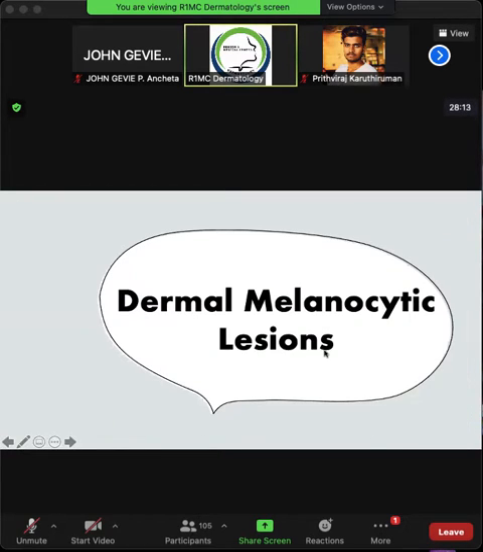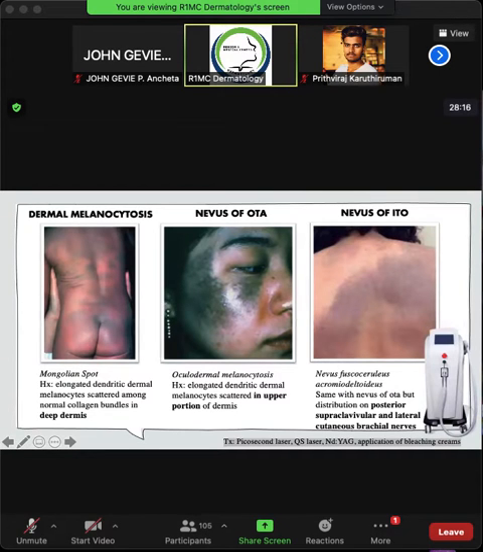So we proceed to your dermal melanocytic lesions. So we have your dermal melanocytosis, known as your Mongolian spot. And on morphology, you would note a bluish gray macule that varies in diameter from 2 to 8 centimeters, occurring typically in the sacral region of the newborn. And on histology, you would actually note that the Mongolian spot shows your elongated dendritic dermal melanocytes widely scattered among normal collagen bundles in the deep dermis.